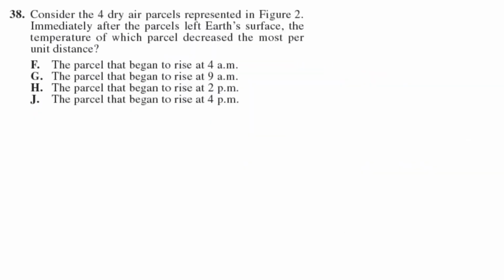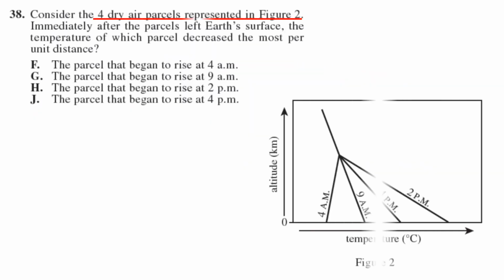Number 38, consider the 4 dry air parcels represented in figure 2. Immediately after the parcels left Earth's surface, the temperature of which parcel decreased the most per unit distance? So Earth's surface will be represented at 0 altitude. And we can also eliminate choice F because it increases in temperature when it leaves, right? Increases in temperature. So we know that choice F is out. So which one decreases the most? Well, which line is the longest? That's going to be the 2 p.m. line. So choice H.